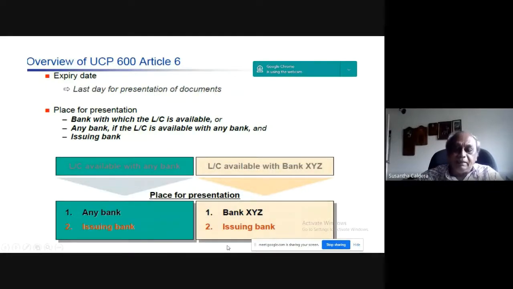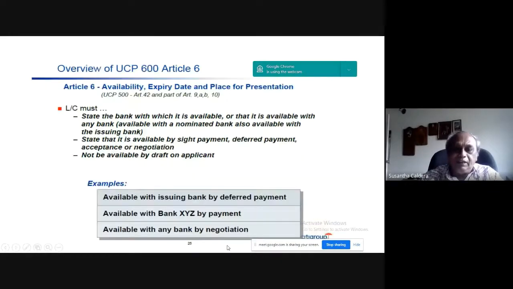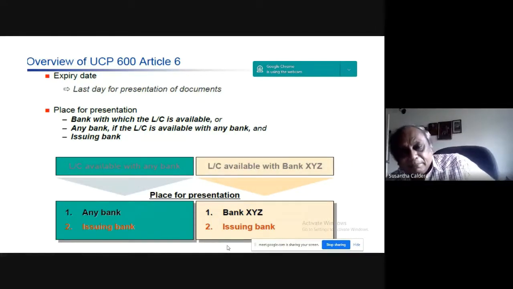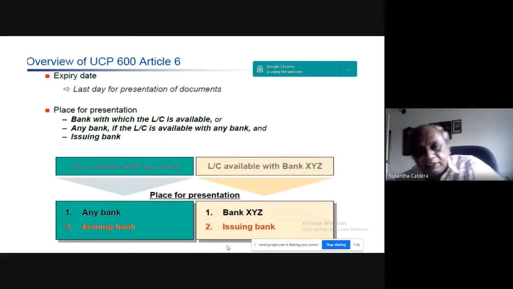Now the expiry date. Here we talk about the availability, expiry date, and the place of presentation. Expiry date: last date for presentation of documents. LC expiry date means the last day for presentation of documents. Place for presentation means the bank with which the LC is available, or any bank if the LC is available with any bank, and also the issuing bank.